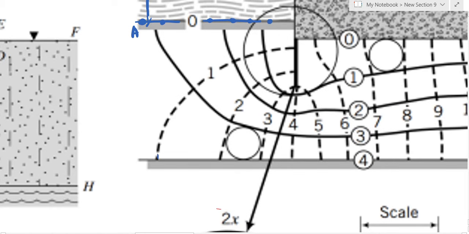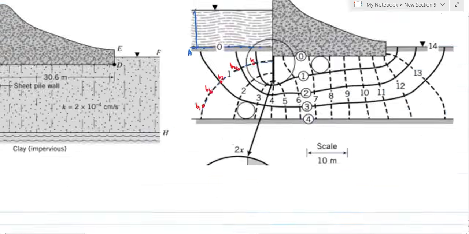Then we come to this broken line 1, which is also an equipotential line. So any point on line 1 would have the same head. Let me call these points B1, B2, B3. Let's take another point, B4, B5. All these points will have the same head, because they are on an equipotential line.